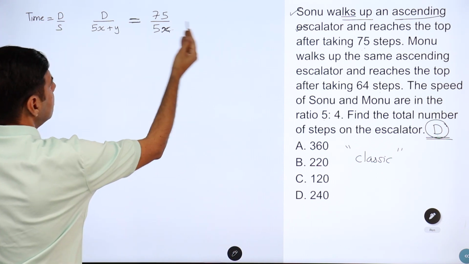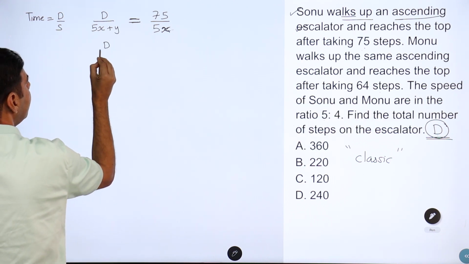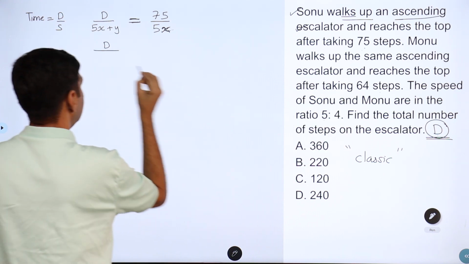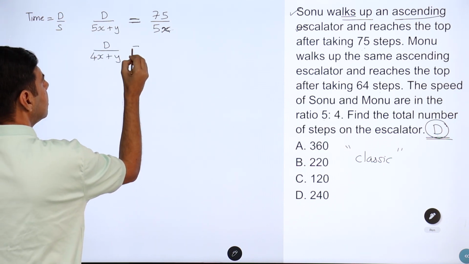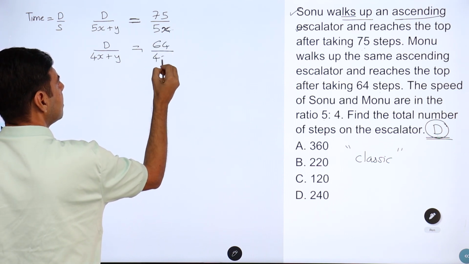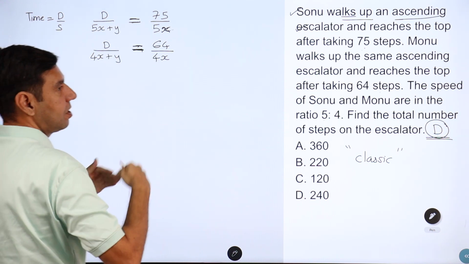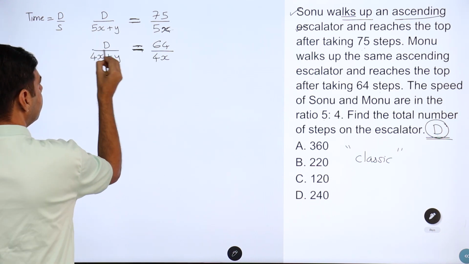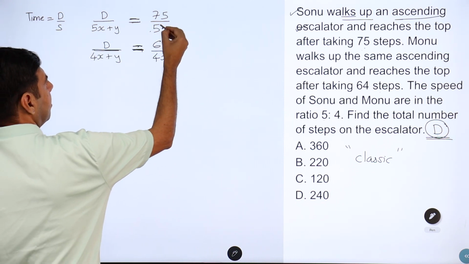Now if you did this for Sonu, all you have to do is repeat it for Monu. So the same distance over here. Now Monu's speed is going to be 4x and the escalator is going to be y, and Monu takes 64 steps at a speed of 4x. The time that he is walking is the same as the time it takes for him to reach from bottom to the top. So that's about it, and thankfully the numbers are easy.